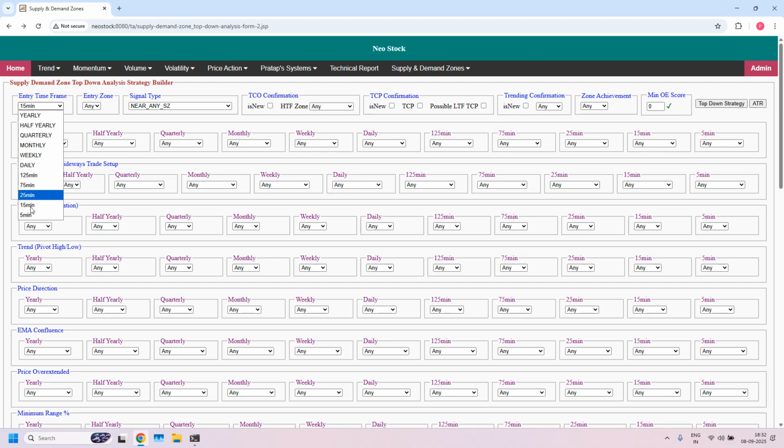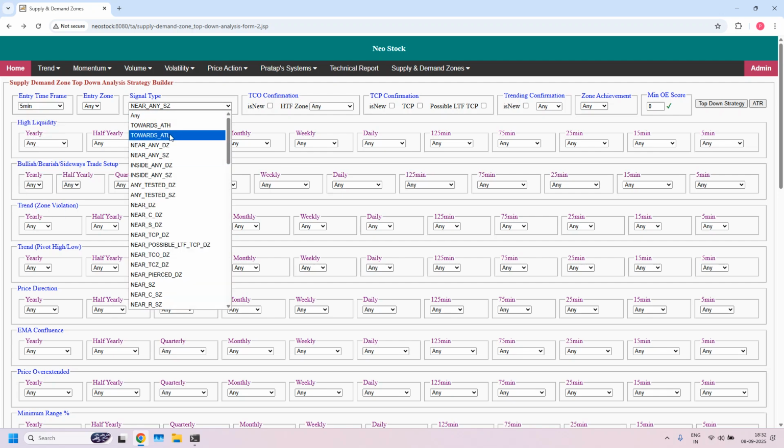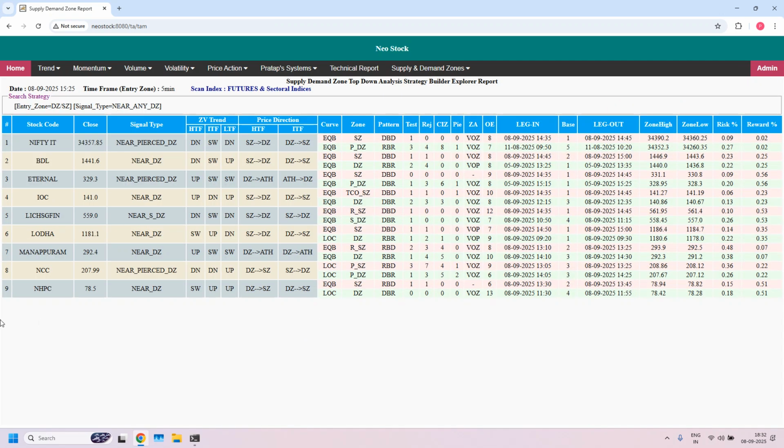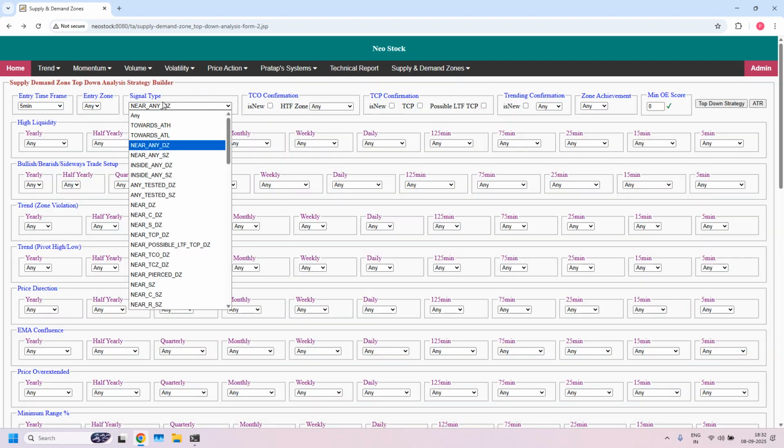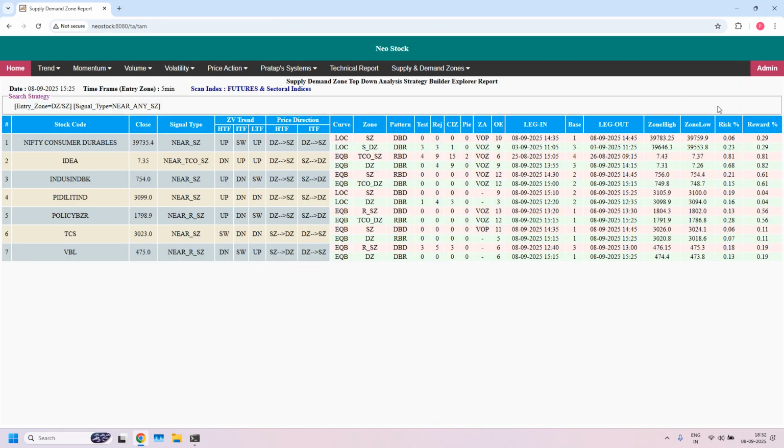Next time frame is 5 minutes. Stocks near to the 5 minutes demand zone, we got 9 stocks. Next, stocks near to the 5 minute supply zone, we got 7 stocks. So this is about finding the stocks near demand and supply zones for different time frames.